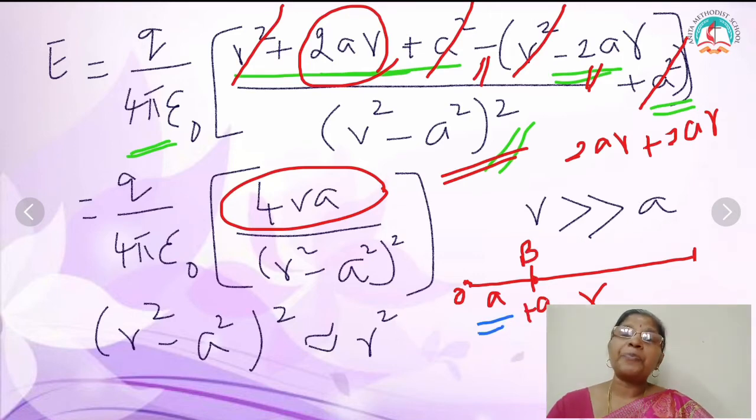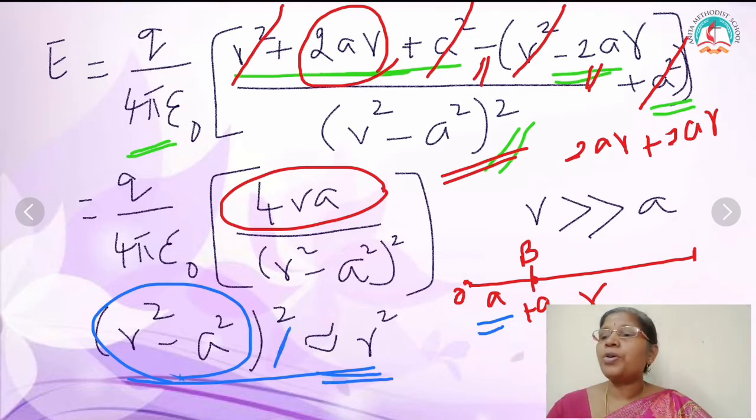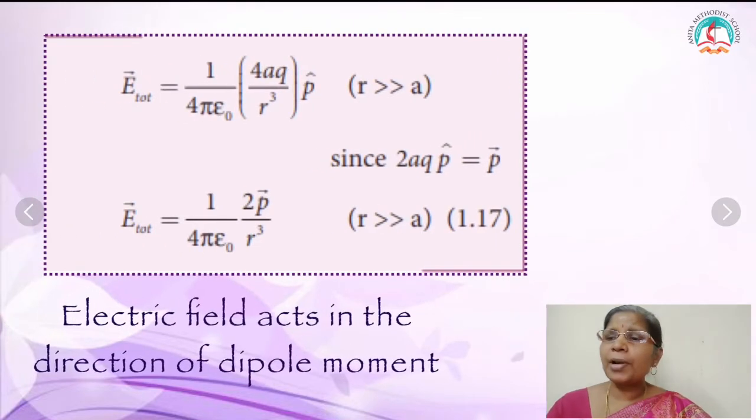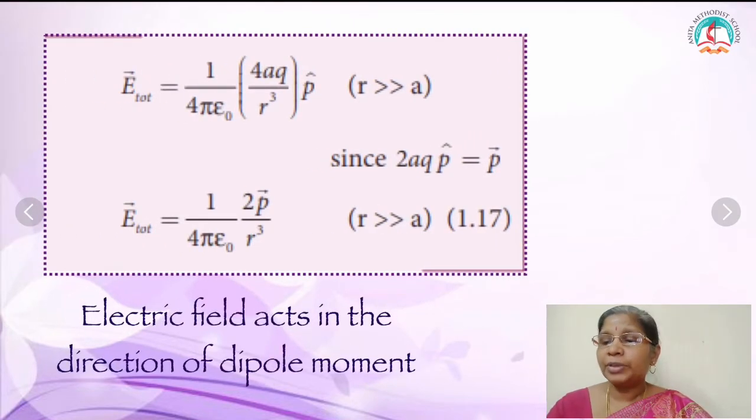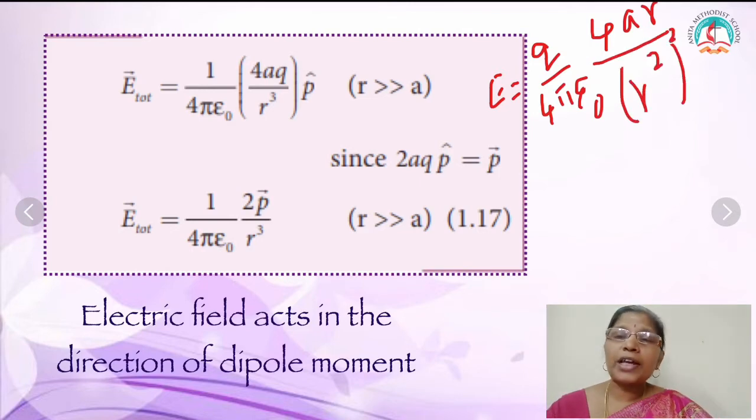The distance is very less. So you are neglecting the a square in (r square plus minus a square) the whole square, assuming that value is approximately equal to r square. When you neglect the a square term, I will get the formula E equal to Q divided by 4 pi epsilon 0 into 4ar divided by (r square) square. R square square means r power 4.